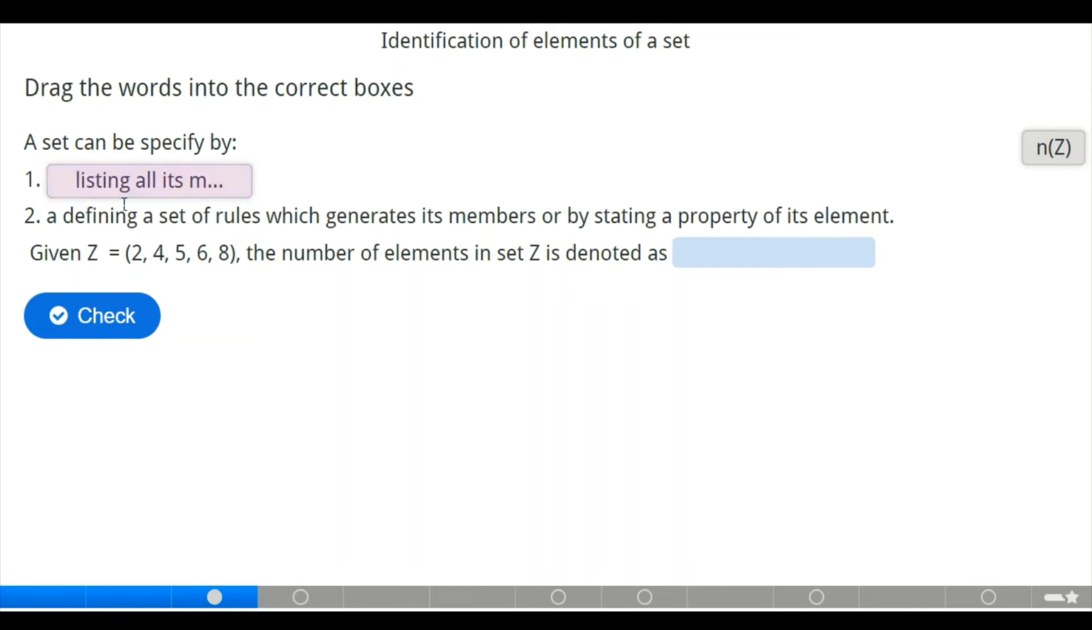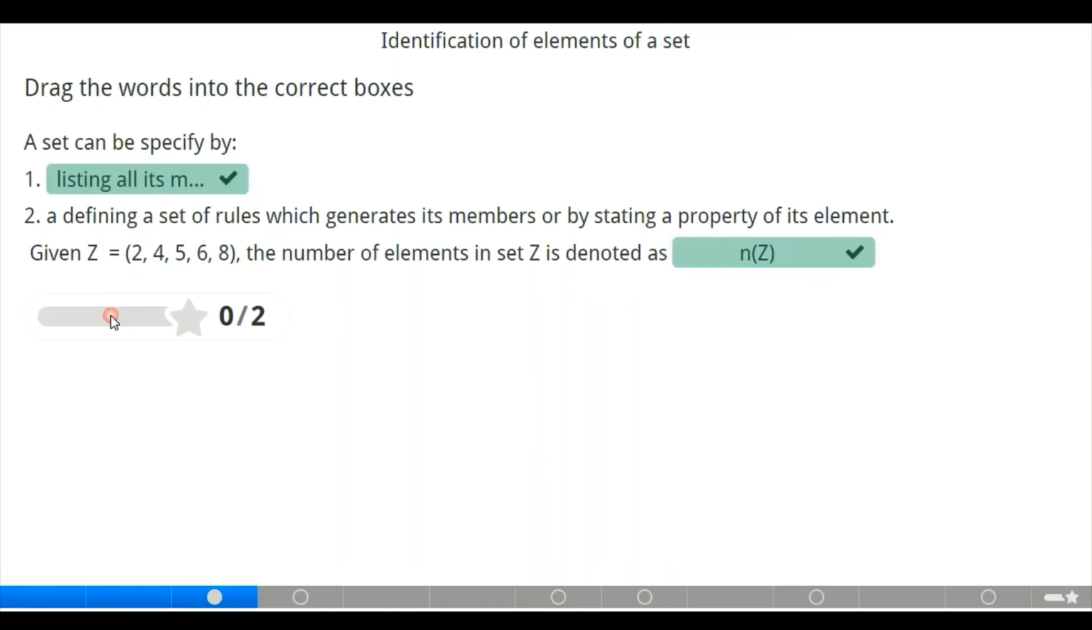So we can identify a set by a specific rule that generates its members. For example, let's say this is set Z: 2, 4, 5, 6, 8. Each number in this set is called an element, and the number of elements can be denoted with n in brackets, n(Z), which we refer to as the number of elements in set Z. If you count how many numbers there are, we have 1, 2, 3, 4, 5 elements in set Z.